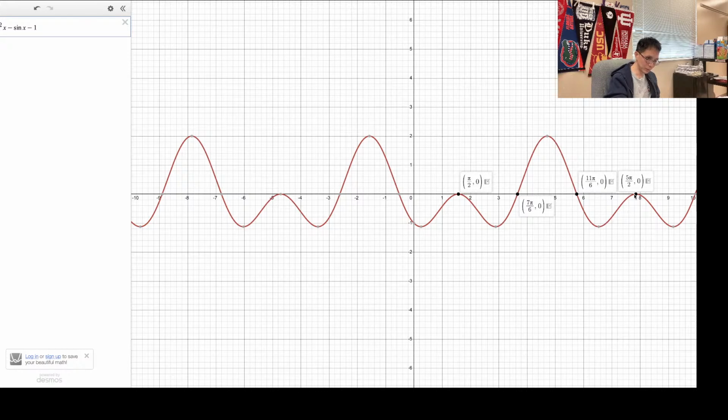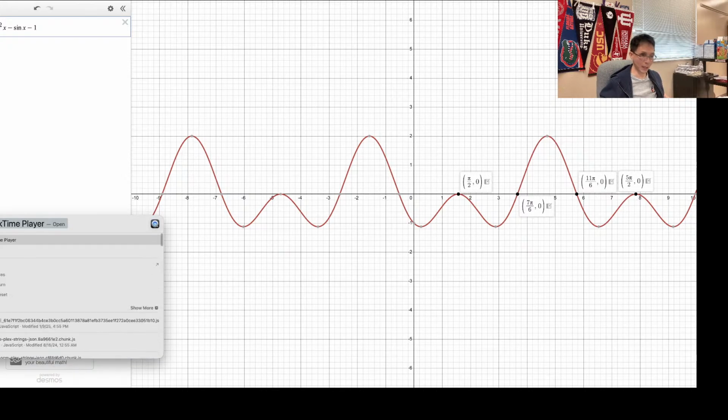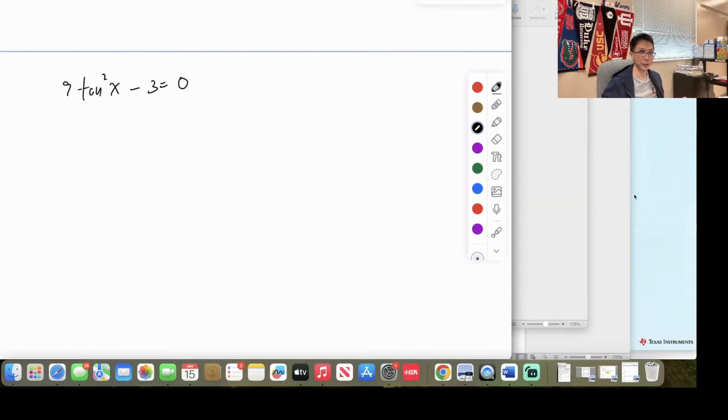Three tan squared x minus 3 is equal to 0, right? Okay. I'm going to do it two ways, and I'm going to ask you which way you prefer.